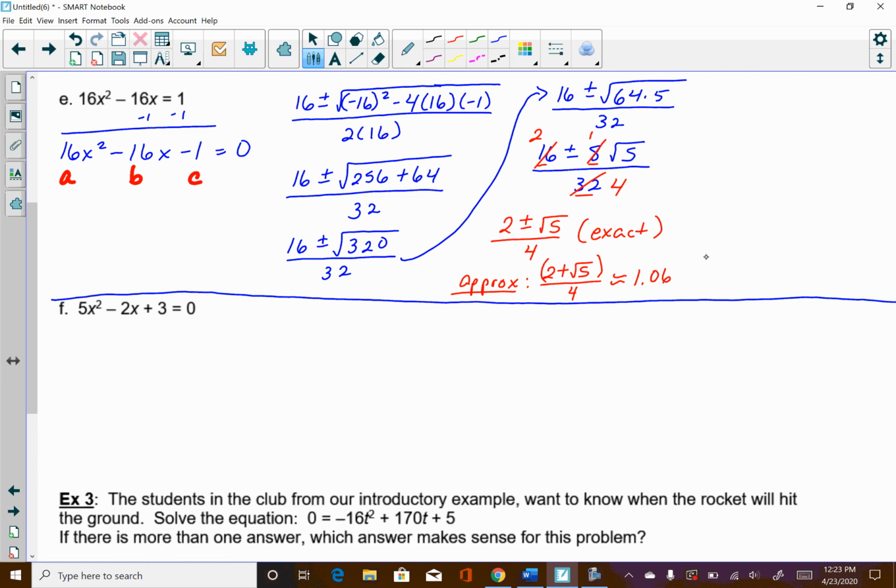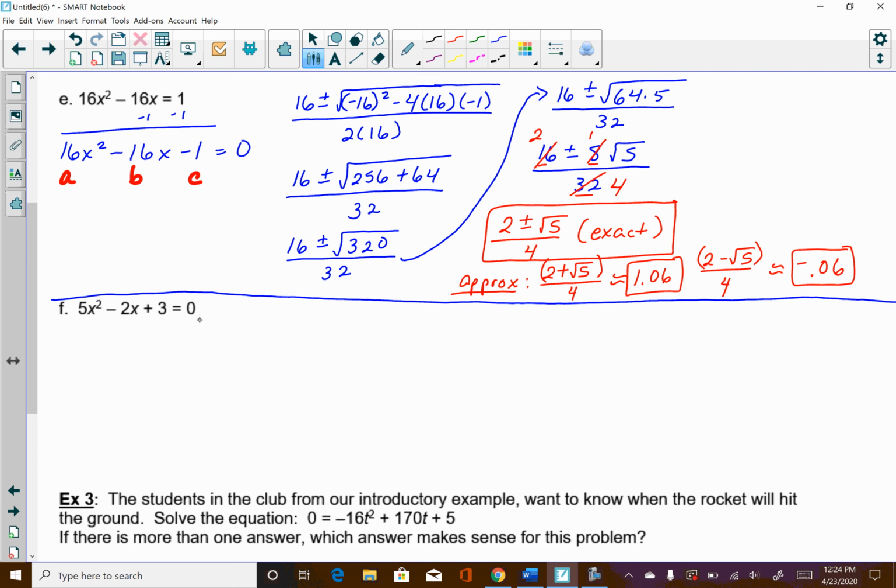And then 2 minus the square root of 5, all divided by 4. Again, if you're going to type it all in at one time, you have to use parentheses. If not, you can just type in the top, hit enter, and then divide by 4. And that is going to give you approximately negative 0.06. So again, here's your exact, and my two approximates, 1.06 and negative 0.06. Okay, and then let's look at a special case down here in letter F. So here in letter F, you can see I'm already all on one side in descending order equal to 0.